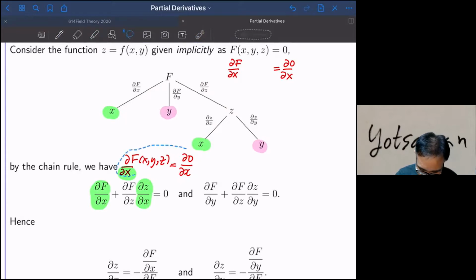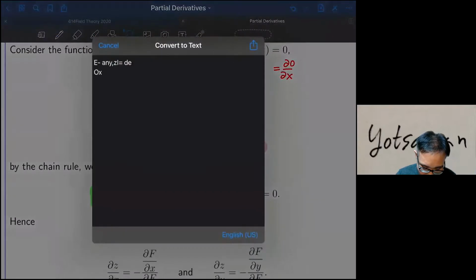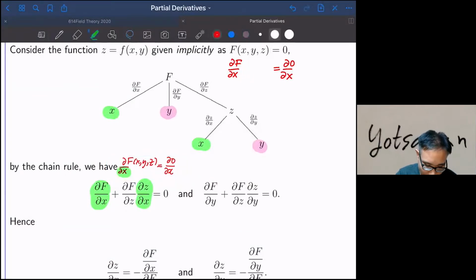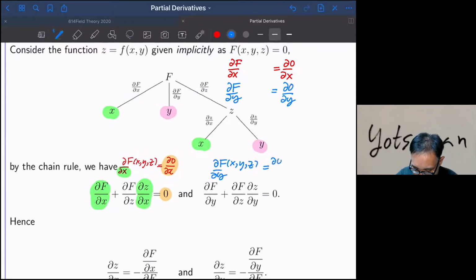Let me make this smaller, resize it, and then move it here. I'm going to color this one orange. The next one will be ∂F/∂y. You have ∂F/∂y, and you have ∂F/∂z times ∂z/∂y. So this one will be ∂0/∂y. For this one, it's ∂F(x, y, z)/∂y equal to ∂0/∂y, and ∂0/∂y also turns out to equal 0. And this one you follow the pink leg.